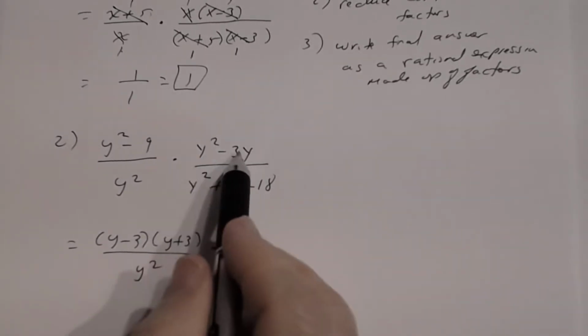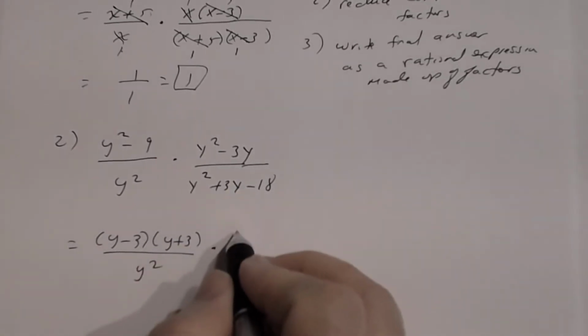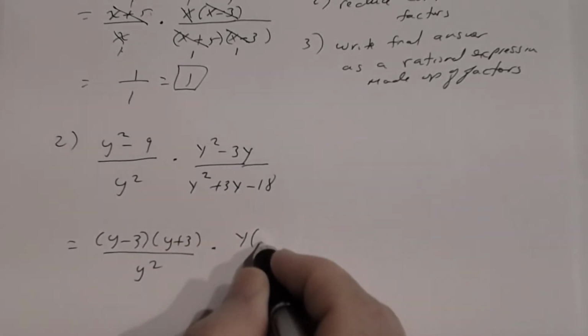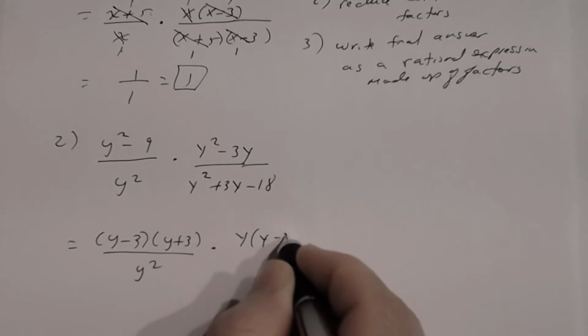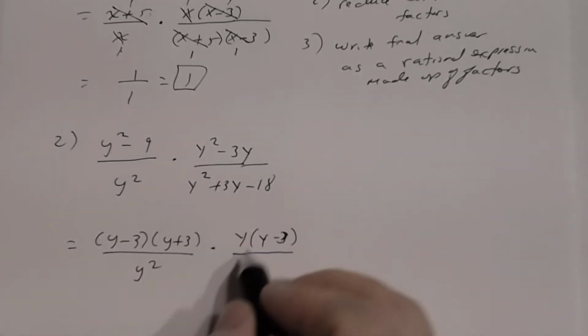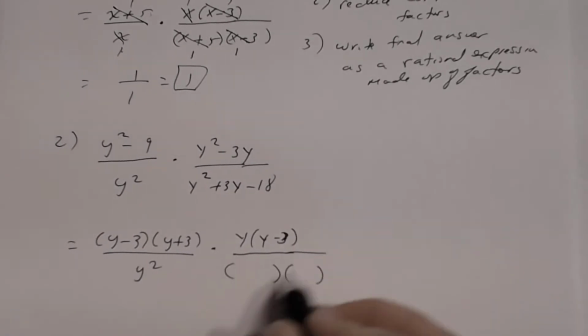Over here, again, I can factor out a y, so I get y times y minus 3, right? Divided by, over here, if I factor 2 binomials, I'm going to get y.